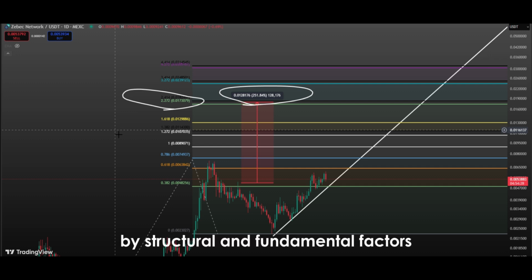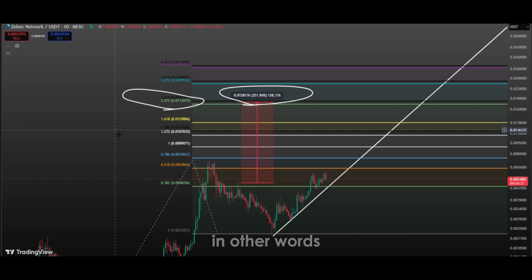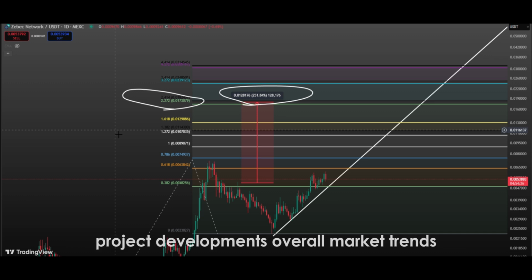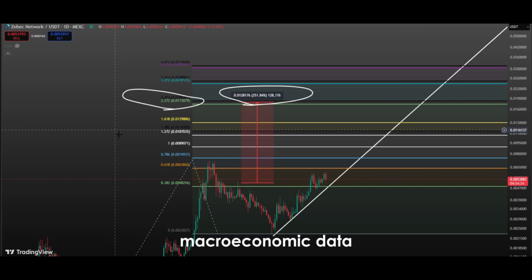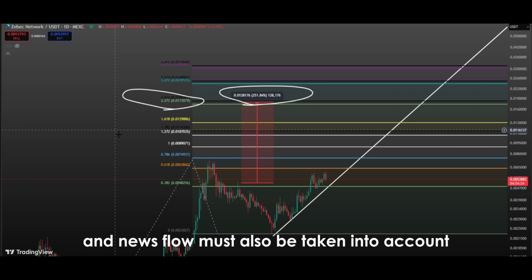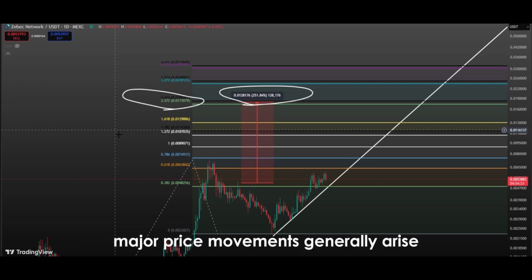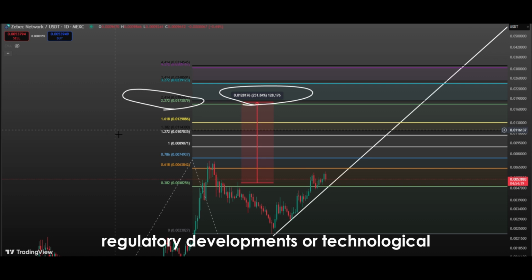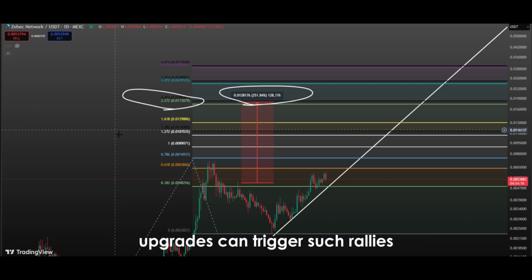Another important consideration is that for the 3rd wave to have such high potential, it must also be supported by structural and fundamental factors. In other words, relying solely on technical indicators is not enough. Project developments, overall market trends, macroeconomic data, and news flow must also be taken into account. Major price movements generally arise not just from chart patterns, but from real-world events. Especially in the cryptocurrency market, events like major exchange listings, strategic partnerships, regulatory developments, or technological upgrades can trigger such rallies.